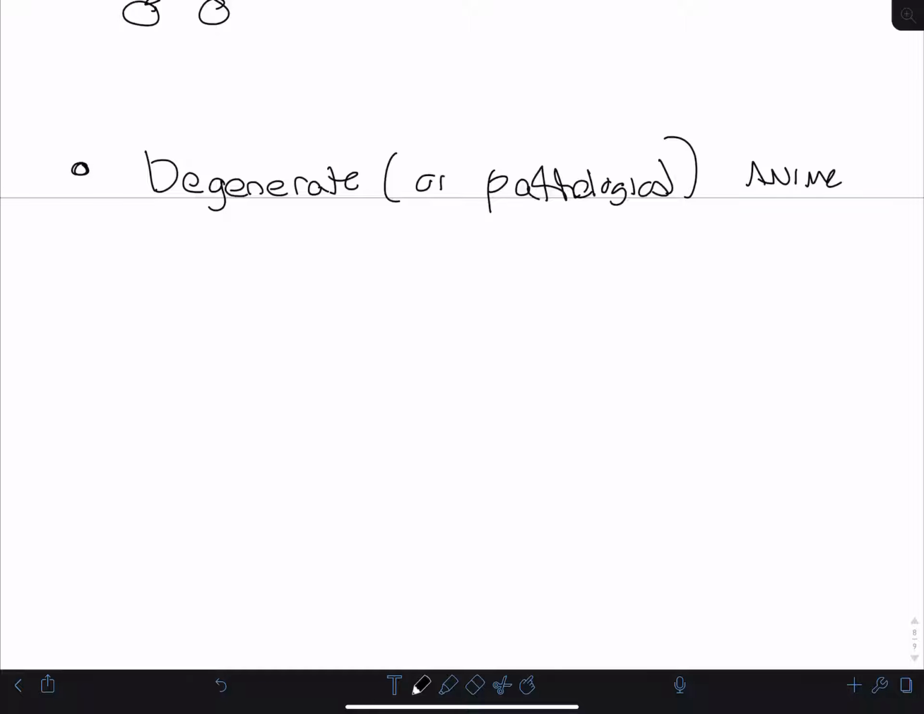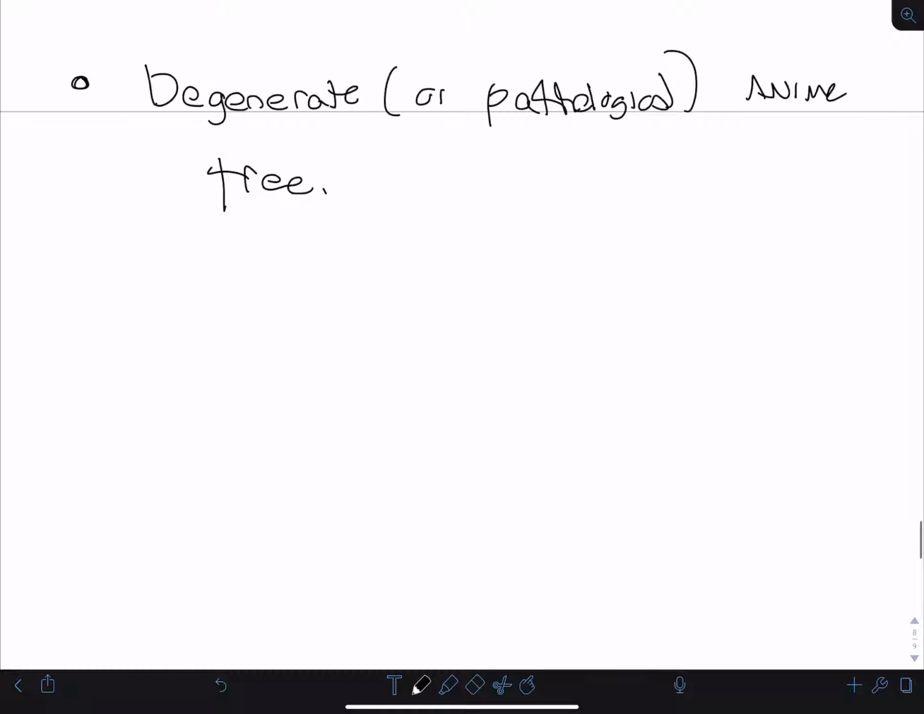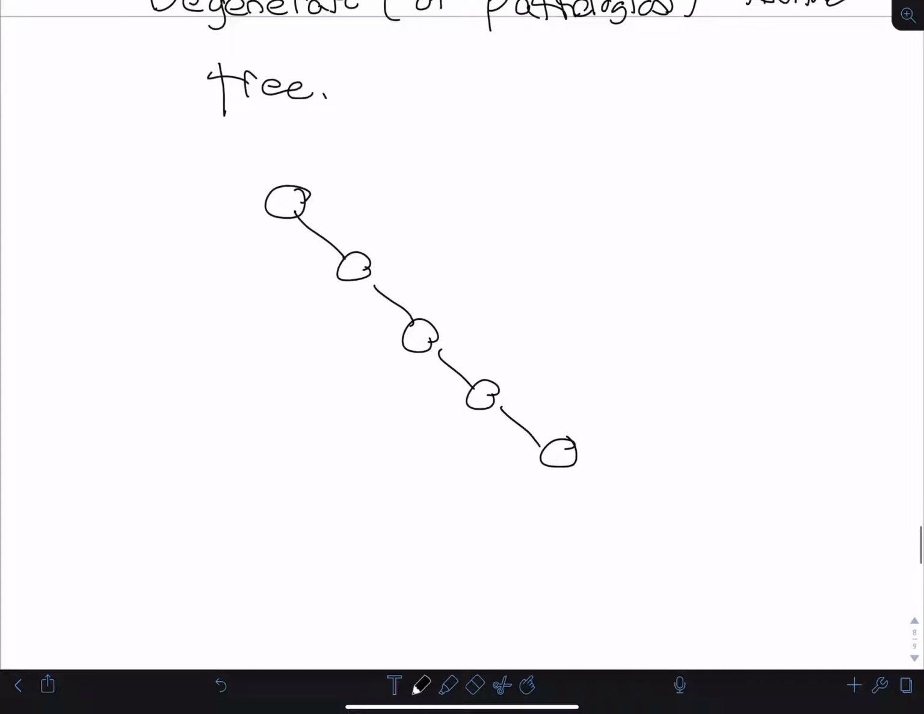The important one that we're going to talk about. Oh, actually, before we talk about that one, let's talk about this last one. This is the degenerate or pathological, or what we agreed on Discord and the main tree. That is a tree where every internal node has one child only. That's a degenerate tree.